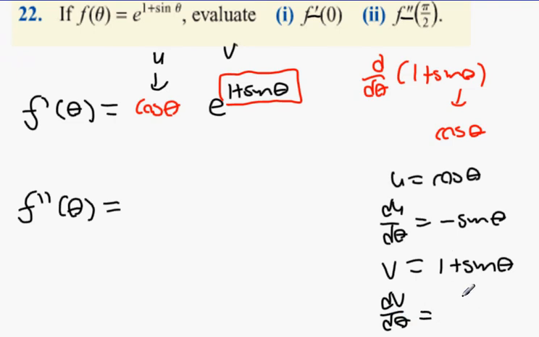Now, do you know the great thing about this? You've already differentiated, haven't you? Look at the original question. You've already differentiated and you got the answer: cos theta e to the 1 plus sine theta. You've already done it, so why do it again? 1 plus sine theta minus... it's not just sine theta because minus 1, because 1 disappears to 0.